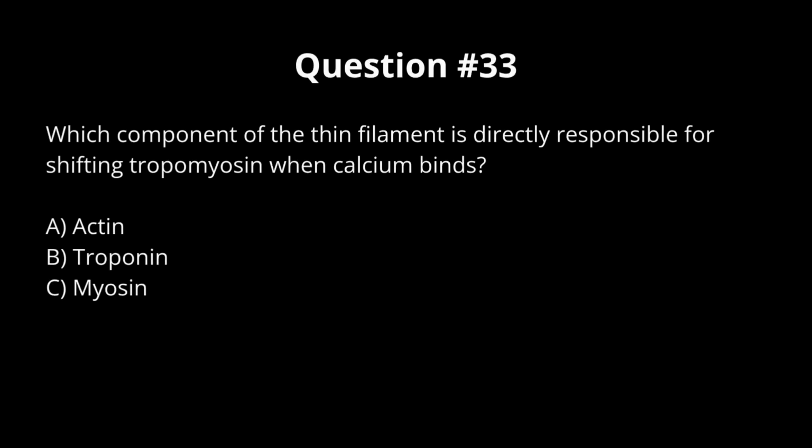Question number 33. Which component of the thin filament is directly responsible for shifting tropomyosin when calcium binds? A. Actin. B. Troponin. C. Myosin. The correct answer is B. Troponin binds calcium, causing a conformational change that moves tropomyosin away from actin's binding sites.